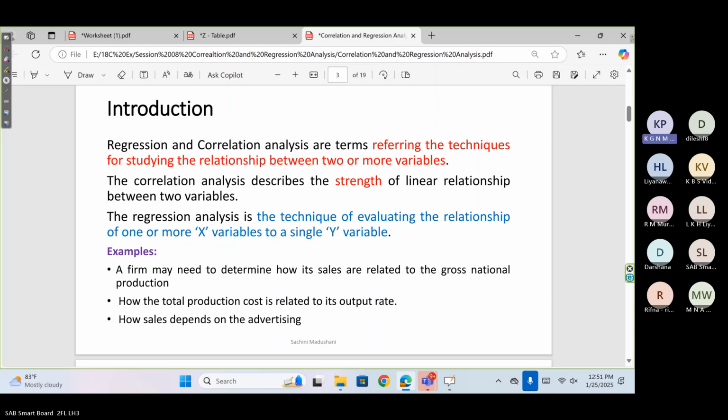Regression and correlation are two techniques we use to study the relationship between two or more variables. Here we move into them one by one. First, we move into the correlation analysis. Using correlation analysis, we can find out the strength of the linear relationship. The other thing is, here we only study the linear relationship, not other relations. Find out the linear relationship.